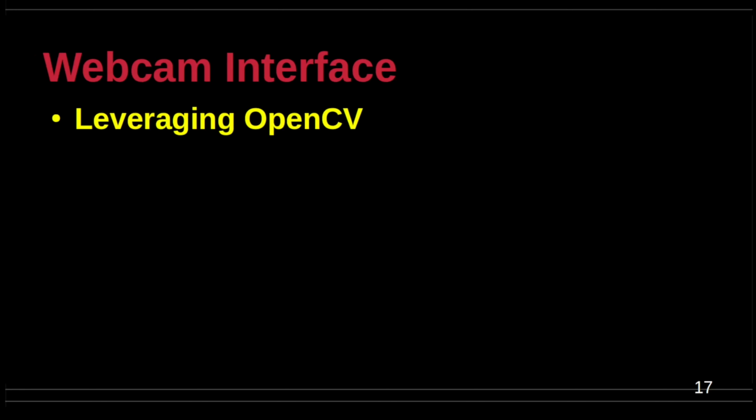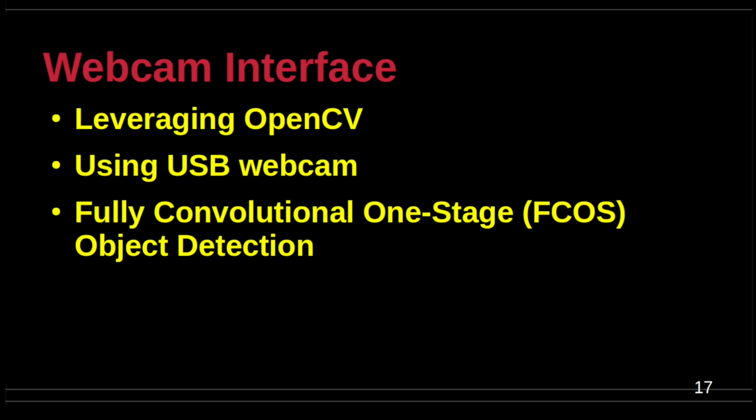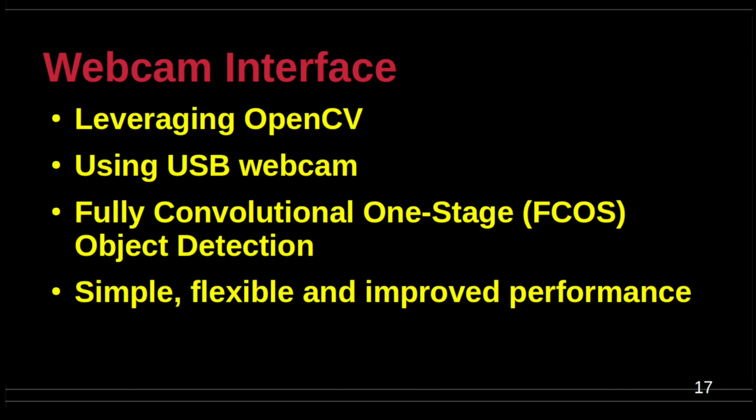Fully convolutional one-stage object detection, FCOS, is a significant advancement in the field of object detection in deep learning. Unlike traditional object detection methods that rely on predefined anchor boxes, FCOS is anchor-free. This means it doesn't use any predefined boxes to predict object locations. It operates in a fully convolutional manner, treating object detection as a per pixel prediction problem.